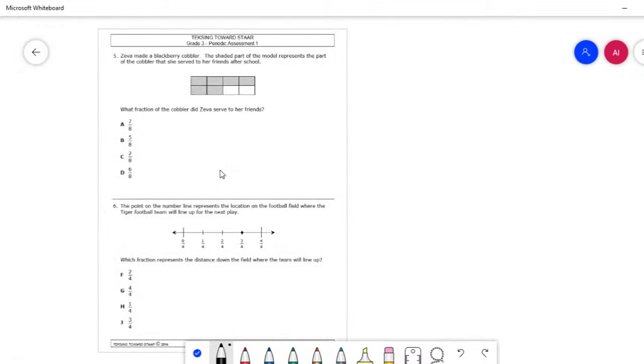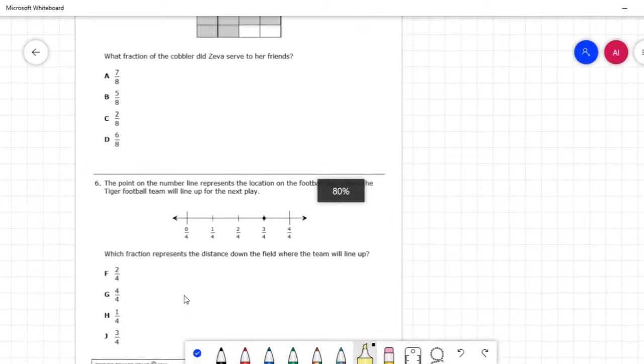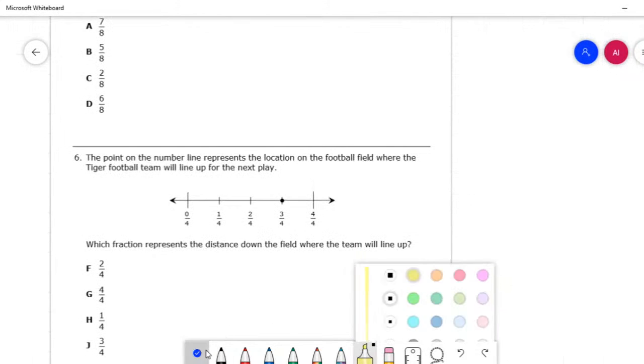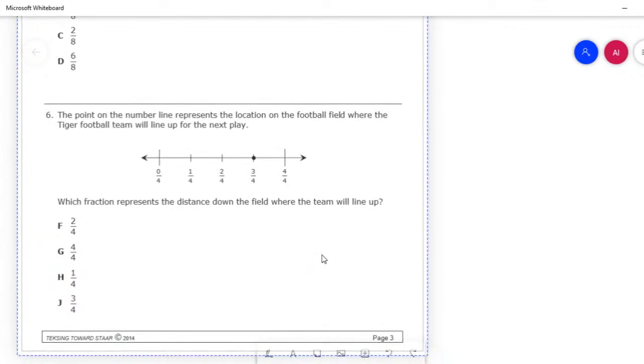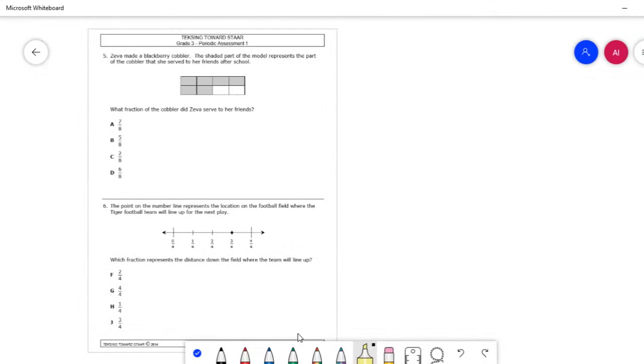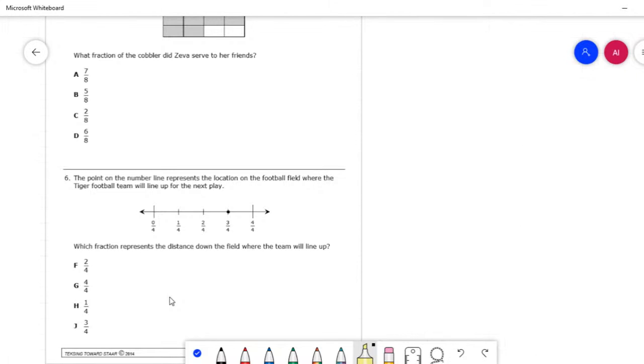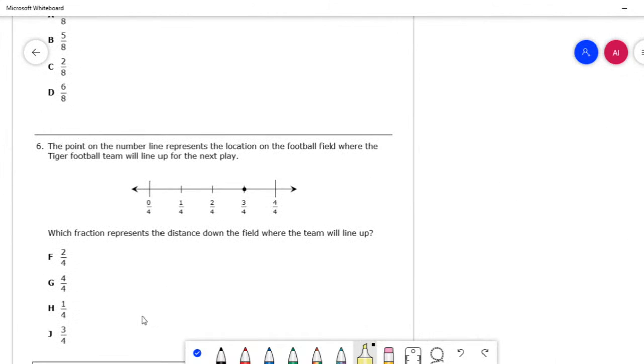So first, of course, let's highlight what's important. Let's first zoom back in to this problem here. I don't know why it keeps doing that, but let's just work with this now. So saying the point on the number line, so it's a point on the number line, represents the location on the football field where it will line up for the next play. So that's what you're doing. Which fraction represents the distance down the field where the team will line up?